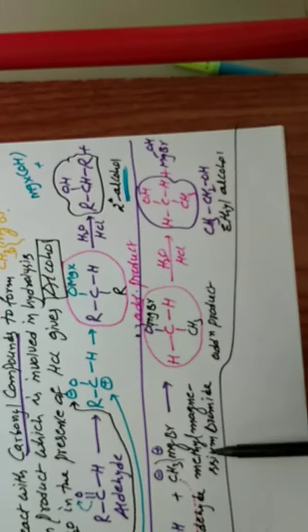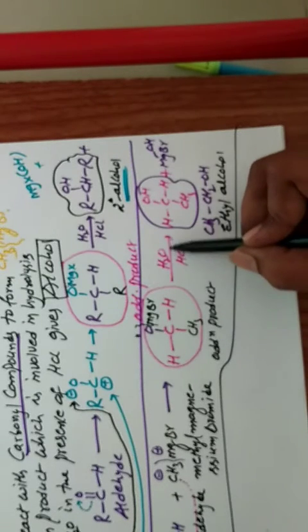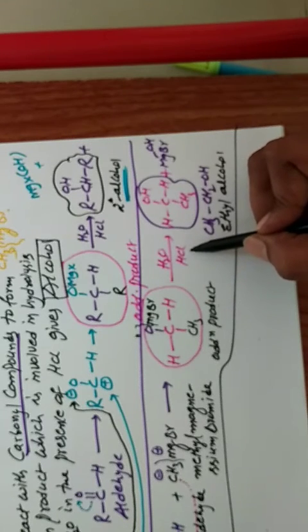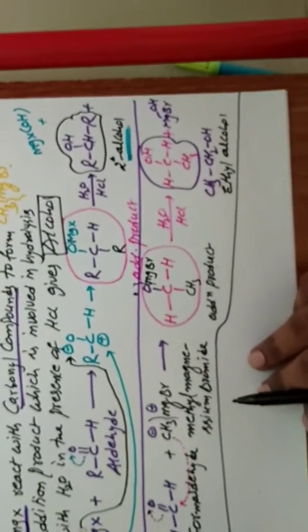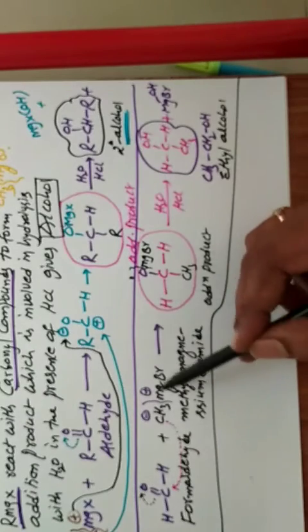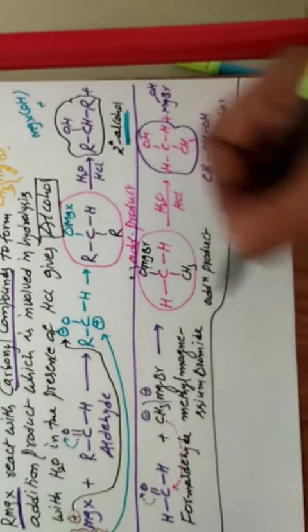So formaldehyde reacts with methyl magnesium bromide. We get the addition product, which undergoes hydrolysis with water in the presence of HCl to form ethyl alcohol. That is the statement. So whenever you write in your main notes, first you write the statement, next you write the reaction. That's one. Next, same mechanism.